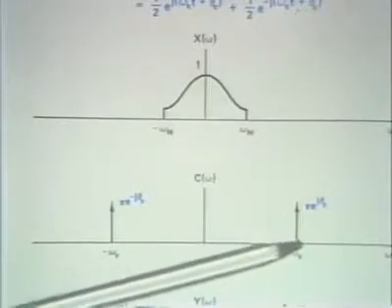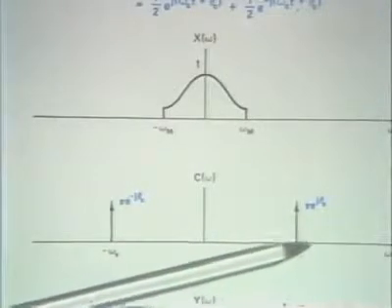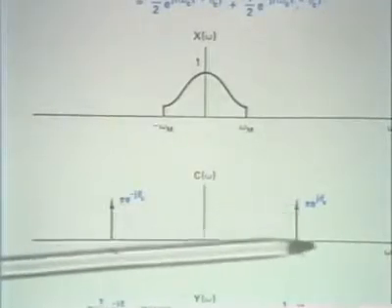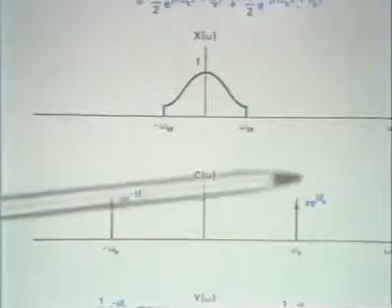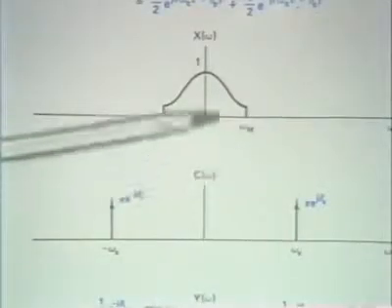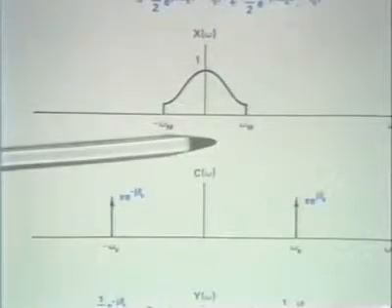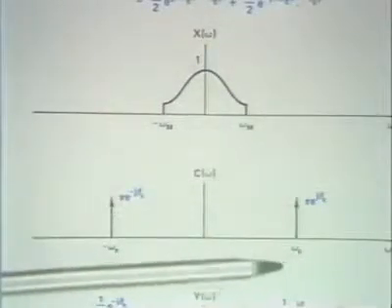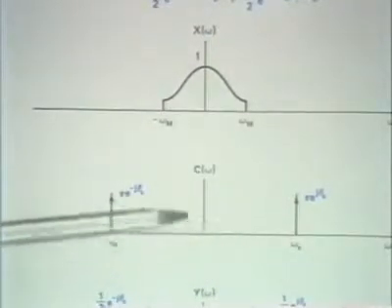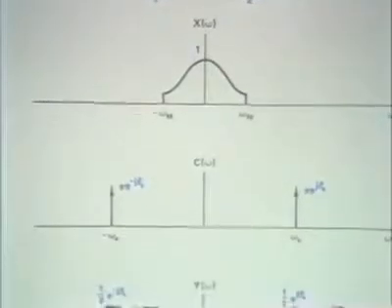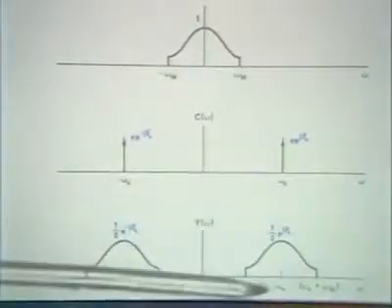And so now, when we apply the modulation property, what we will do is convolve this spectrum with this spectrum. And the result, of course, is that the spectrum of the original signal gets replicated at both omega sub c and at minus omega sub c. And the resulting spectrum at the output of the modulator is the spectrum that I show here.